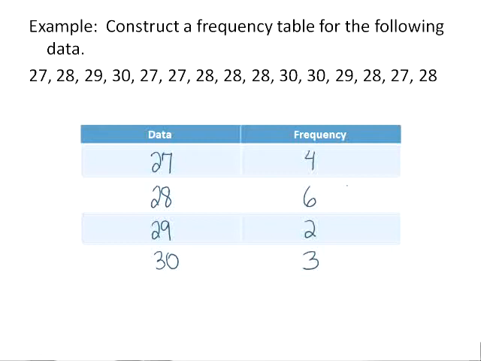Now notice that the total of the frequency column here, 4 plus 6 plus 2 plus 3, gives you a total of 15. That is represented by the total number of 15 data points in the original data set.